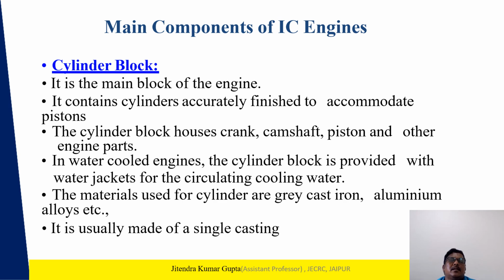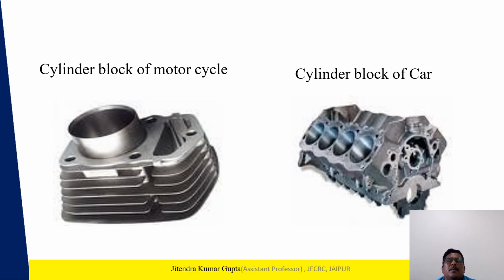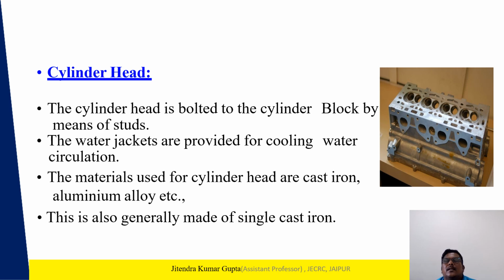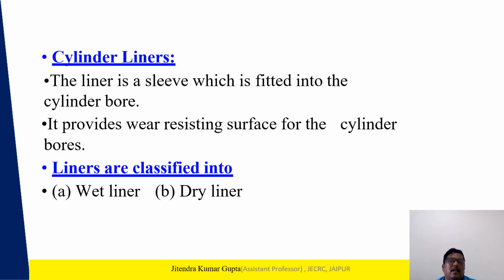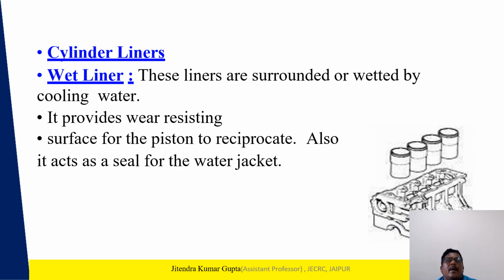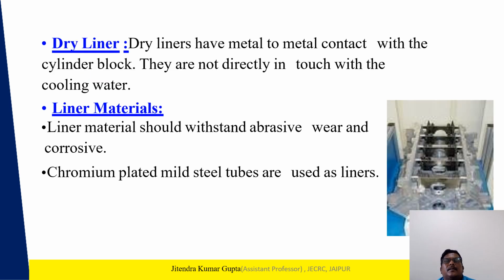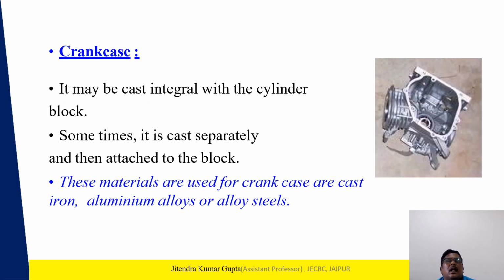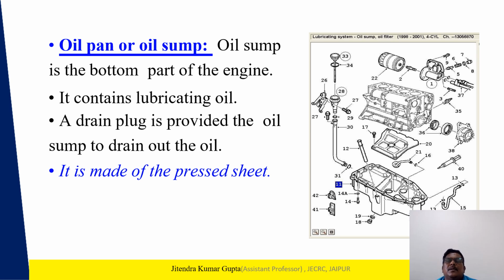The main components of the IC engine: the cylinder block and the cylinder head. Then the cylinder liner, a sleeve which is fitted into the cylinder bore. There are two types of cylinder liners: wet liners and dry liners. The crankcase may be cast integral with the cylinder block, or sometimes it is cast separately and then attached to the block. This is the oil pan or oil sump. These are the different parts of the IC engine.